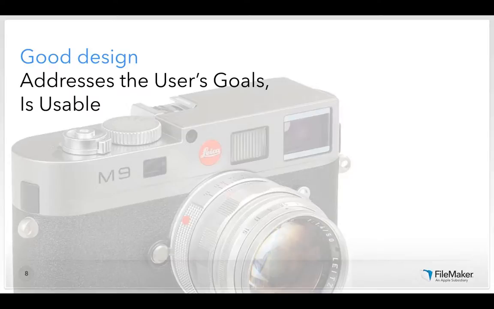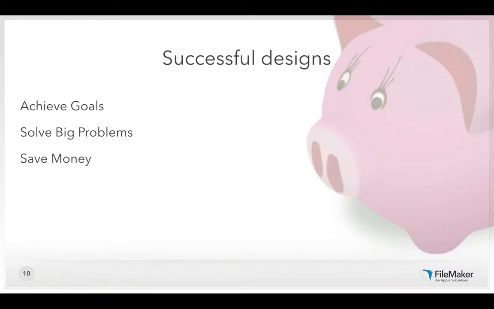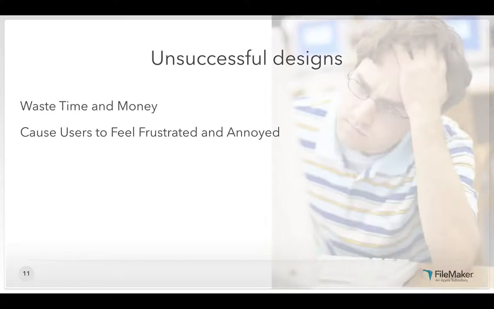Good design addresses the user goals and is usable. So usable means that the solution helps the user accomplish what they want to be able to do, that they can figure out how to do it, that it's easy and efficient, and that's where we're going to spend most of our time today. And lastly, good design is aesthetically pleasing. The design is really important because successful designs can help people achieve big goals and solve big problems and save money. In contrast, unsuccessful designs can really waste time and money and cause users to feel frustrated and annoyed.